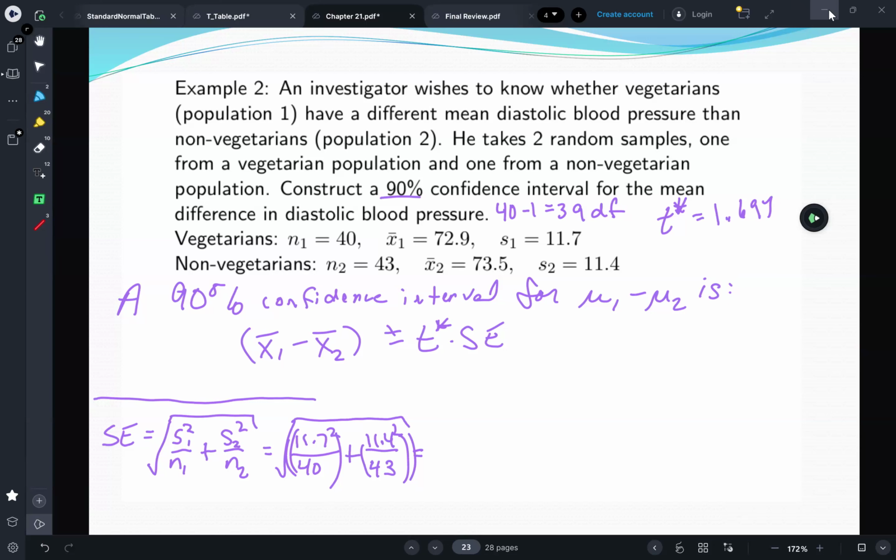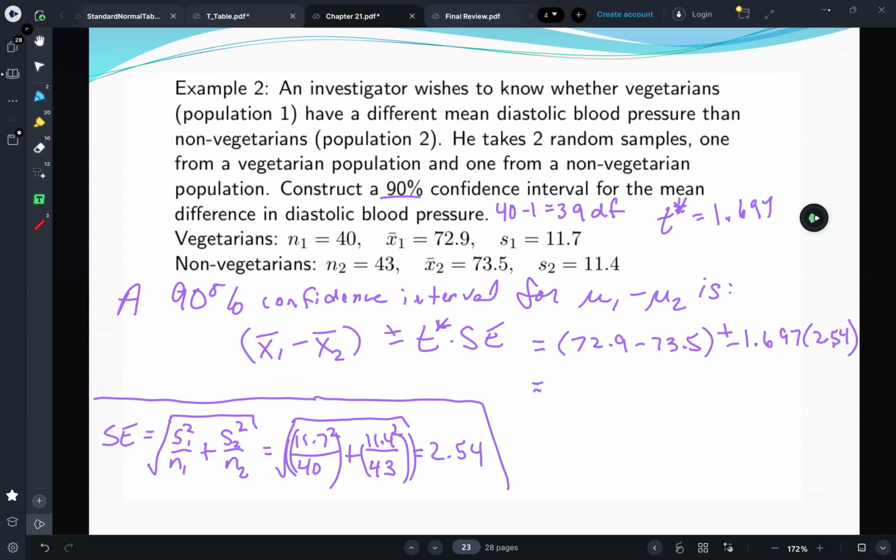What is it? Two? Yeah, yes. Anybody else get anything different than 2.54? We're good, right? 2.54. And then I just do this. I go bracket 72.9, subtract 73.5, plus or minus, there's our t, 1.697 times 2.54. Make sure we have a point in there so that it gets calculated correctly.